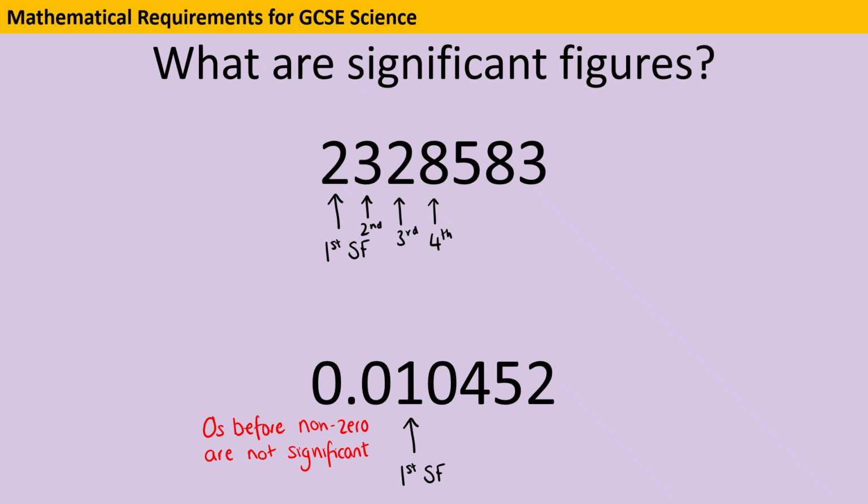But crucially, it's not that we're ignoring all zeros. The 0 that comes after the 1 is important, and we do count that as a significant figure. So say if we were asked to round to 2 significant figures, I would be using that 0.